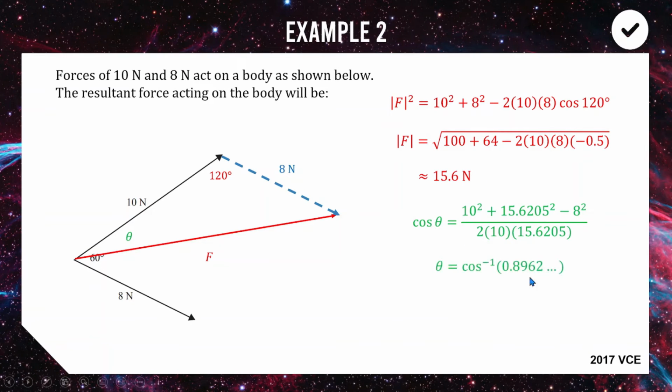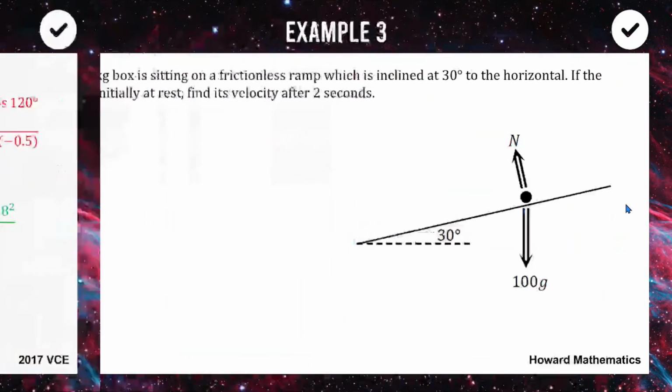Okay, this fraction works out to be 0.89 and so on. We'll take cos inverse or arc cos of that fraction, and we get a value of theta of about 26.3 degrees. I can't remember which one that was. I guess it was A. 15.6 newtons in length and 26.3 degrees to the 10 Newton force. Okay, cool beans. On to example 3.